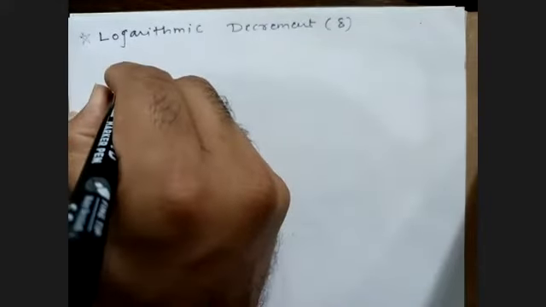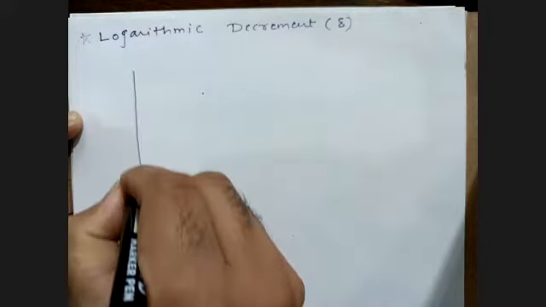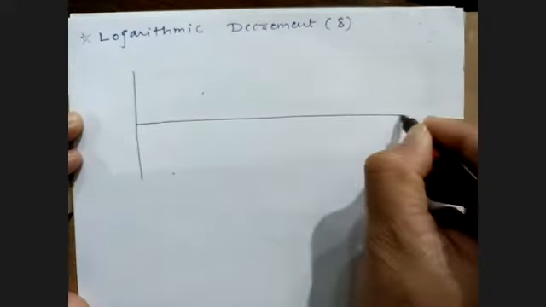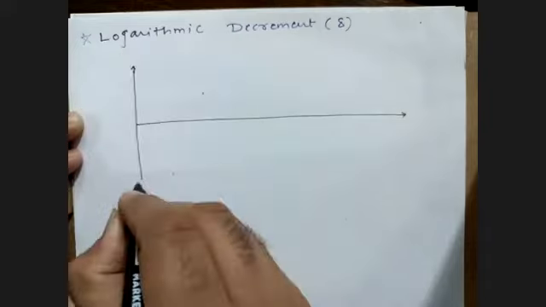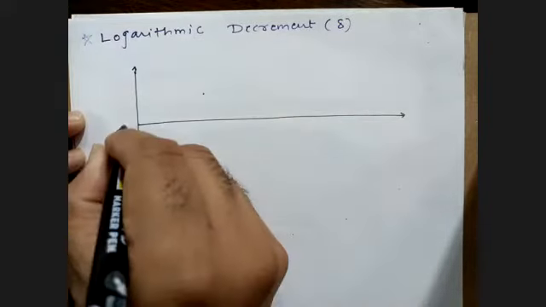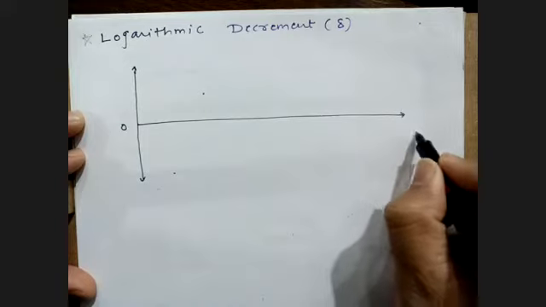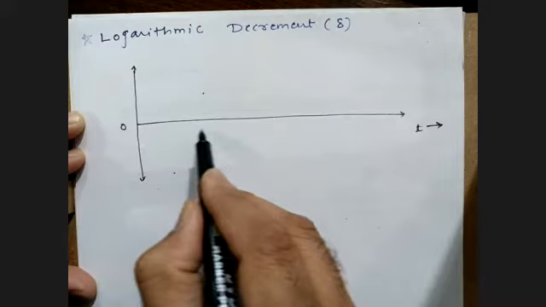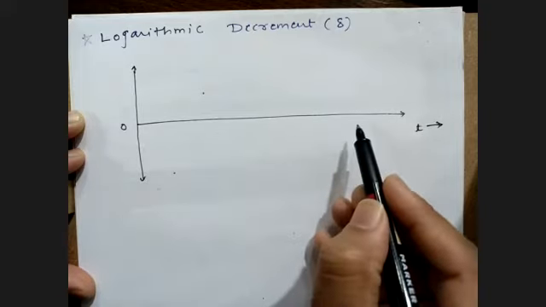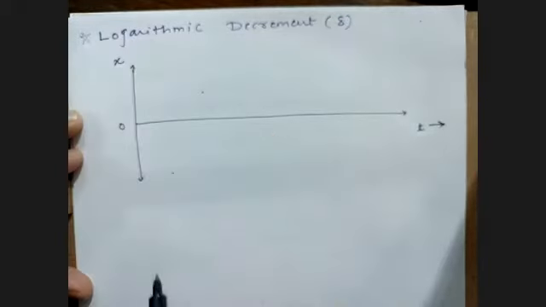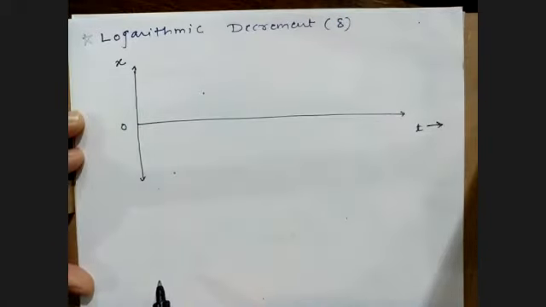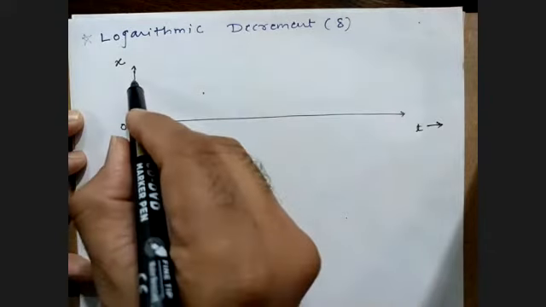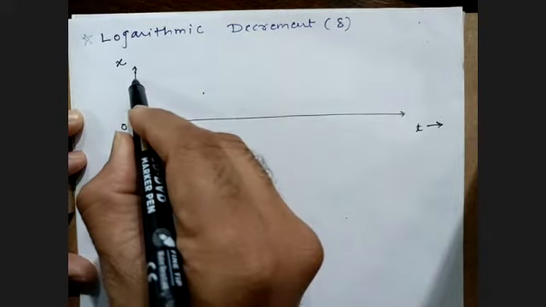Let us understand the concept by drawing the response curve. This is the zero mean line. Along this axis we have time t, which is zero here and increases in this direction, while in the y direction we have another parameter, the displacement x. If you draw the diagram for a particular damped system, it is somewhat like this.